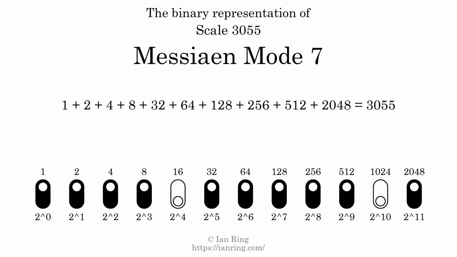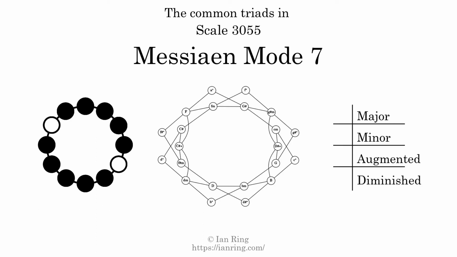The scale number not only enumerates the scale with a unique index, but it also literally describes the tonal content of the scale. Represented as a binary number in base 2, the scale number is 10111110111. Here are the common triads present in this scale.